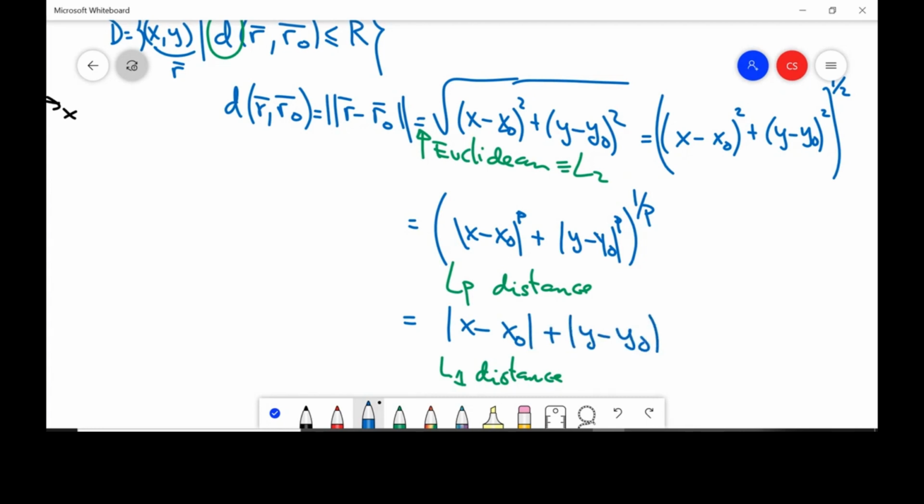This is my L1 distance. And then what is the shape of a disk if I use the L1 distance? So a disk now looks like this. So I have my point here, and all these points are at a distance r. So the shape of your disk depends on what is your definition of distance. And there is another one.